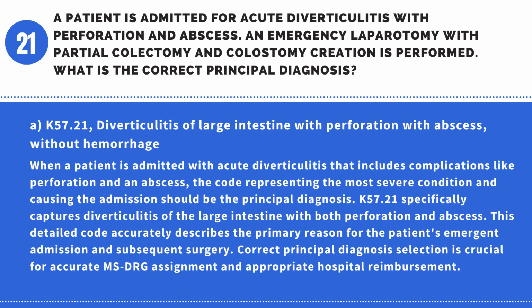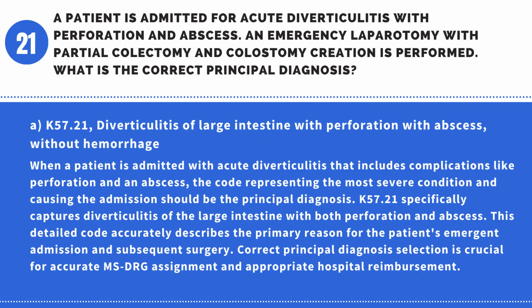Answer. A. K57.21. Diverticulitis of large intestine with perforation with abscess, without hemorrhage. Explanation. When a patient is admitted with acute diverticulitis that includes complications like perforation and an abscess, the code representing the most severe condition and causing the admission should be the principal diagnosis.